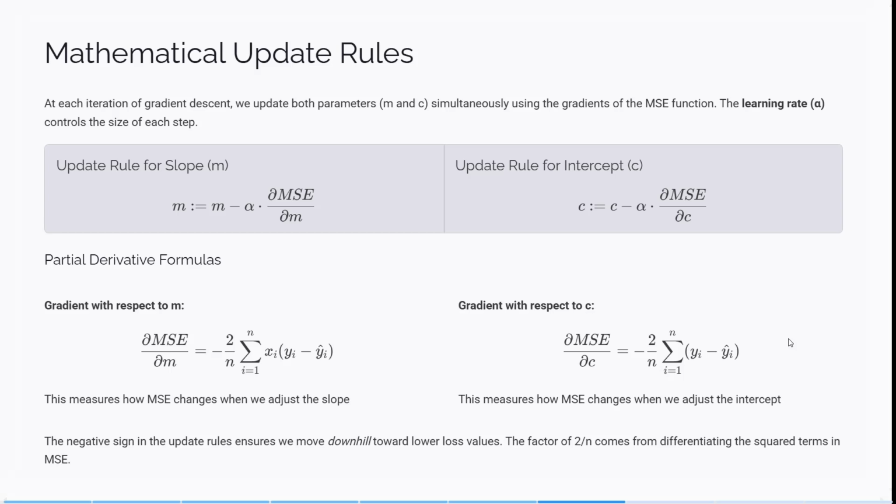The partial derivatives are: ∂MSE/∂m = −2/n × summation of xi (yi − yi cap). ∂MSE/∂c = −2/n × summation of (yi − yi cap). This tells us how sensitive the loss is to the changes in the slope and intercept. The negative sign in the update ensures we move downhill towards lower loss.